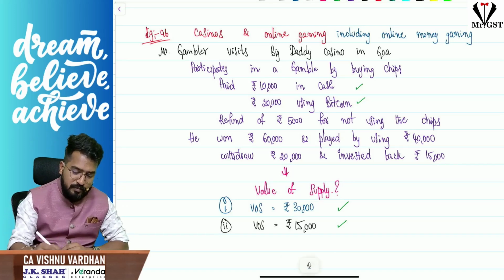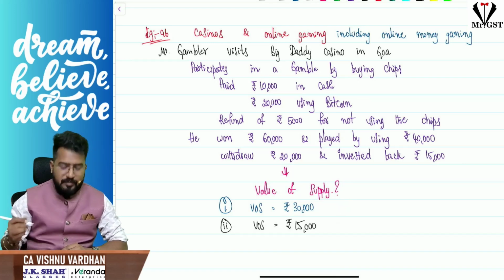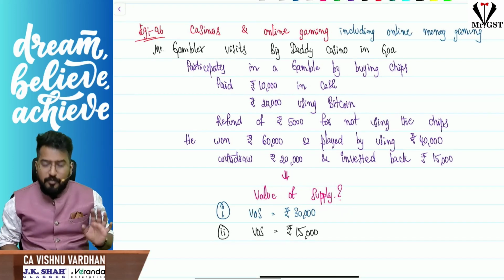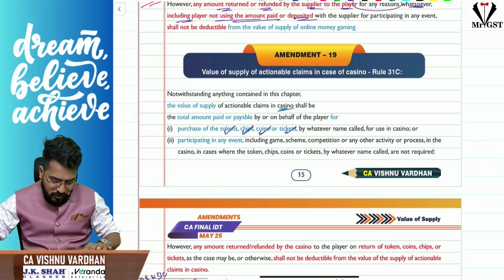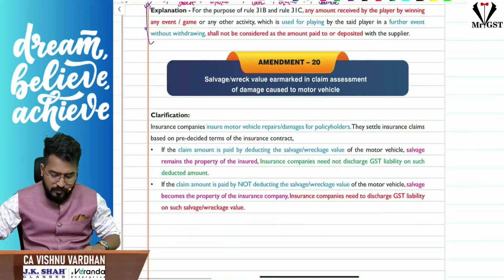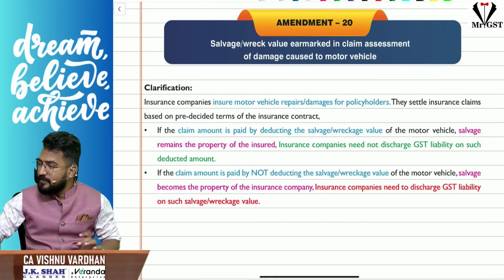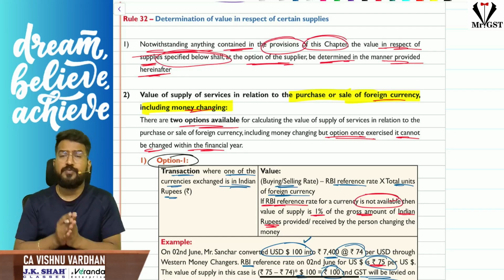Okay. So a simple example to clarify every adjustment, right? So this is what it is all about with this particular rule 31B and 31C. So let us move on to the next amendment. The next one is rule 32.